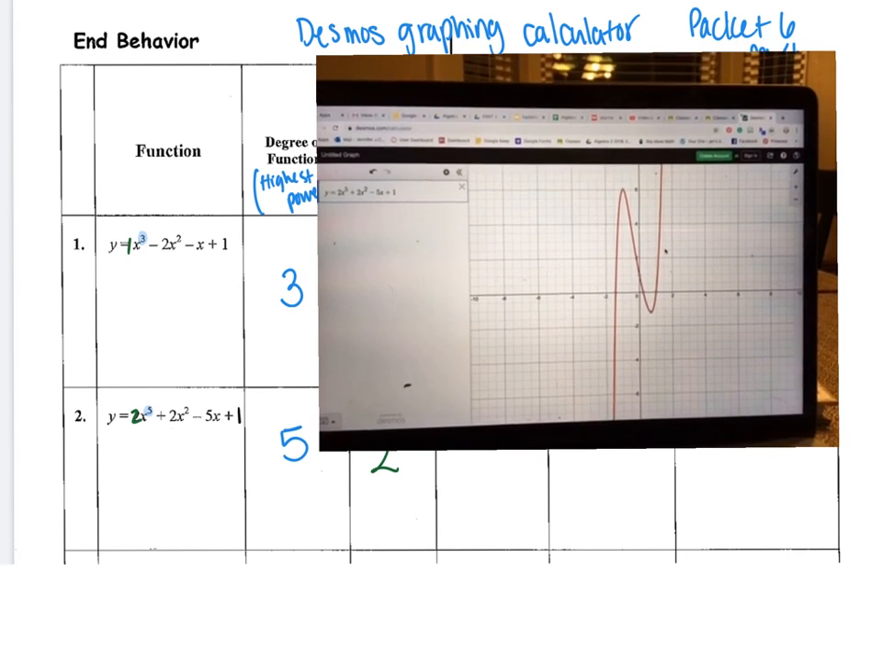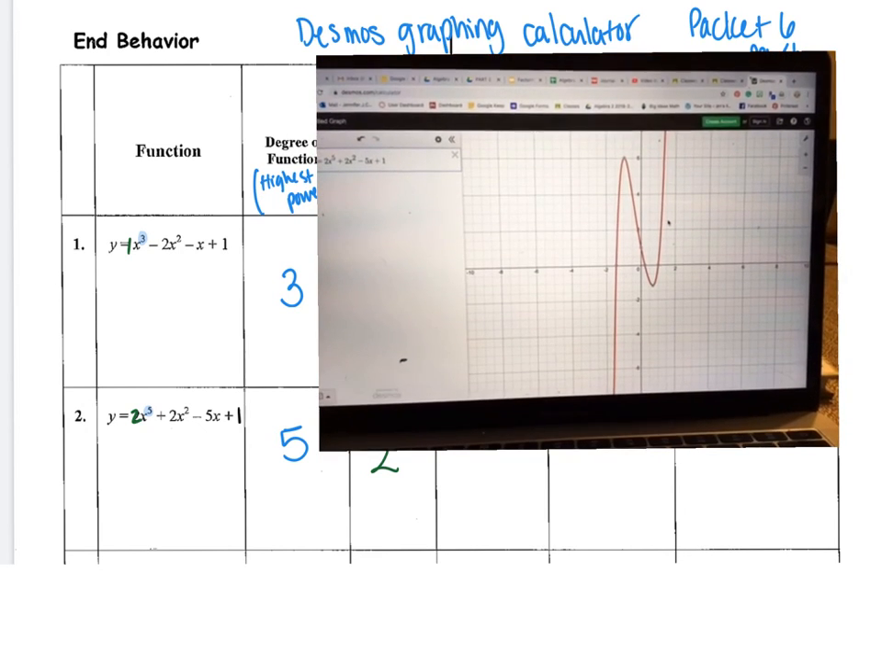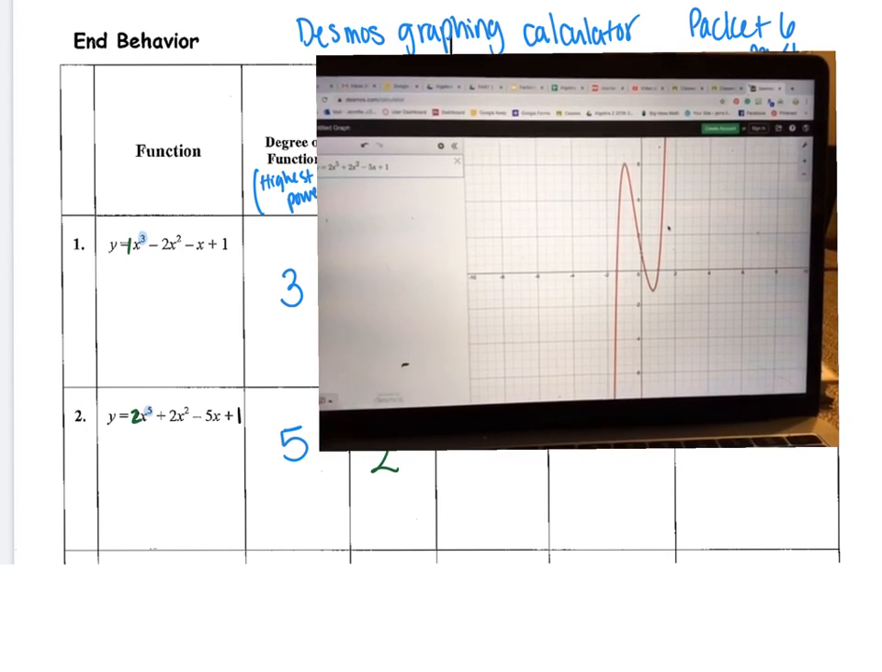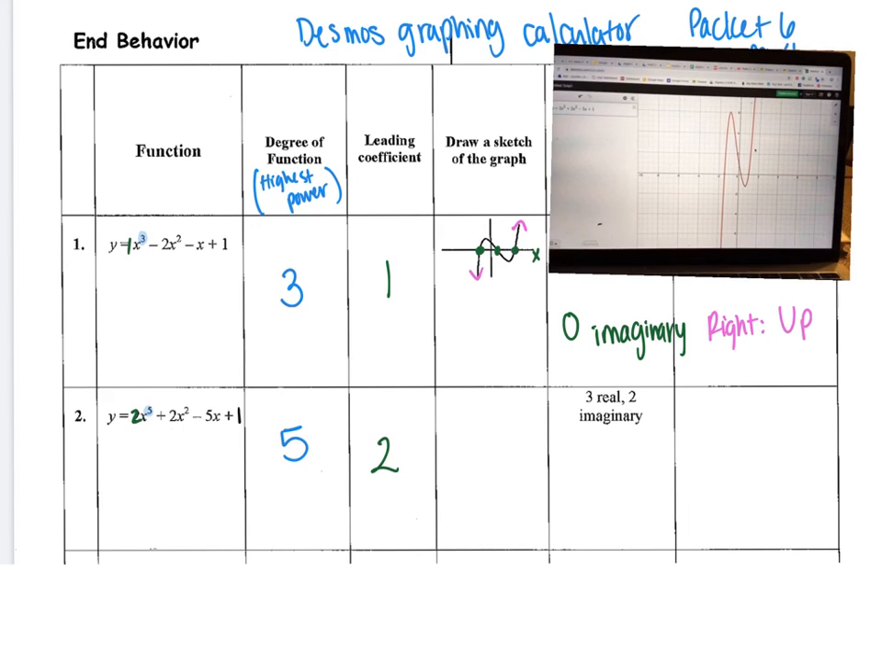So let me pause this front camera. All right, I'm going to set this to the side here. Literally, I'm going to just copy what that looks like onto here. So it looks like it's down, then swings back out, and then up. And I'll put some arrows at the end.